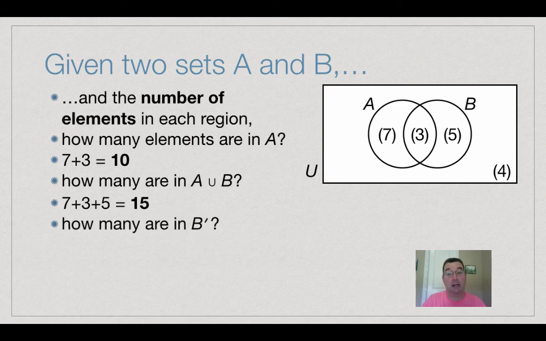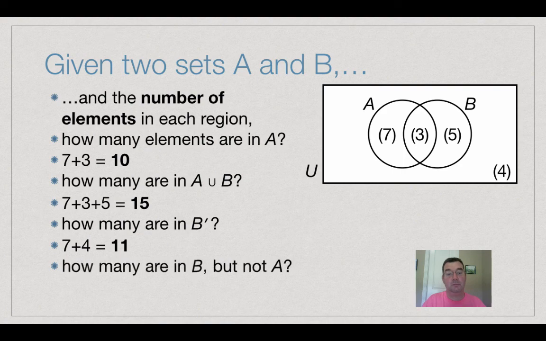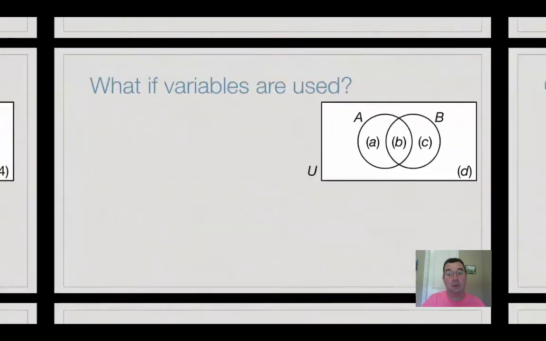And how many are not in B? So I need to look at every number that is not in B. That's the 7 and the 4, so that would give me 11. How many are in set B but not in set A? So I need to count every number that is in set B but not in set A. And that's just that 5 right there. All right, so that's kind of how those numbers work.